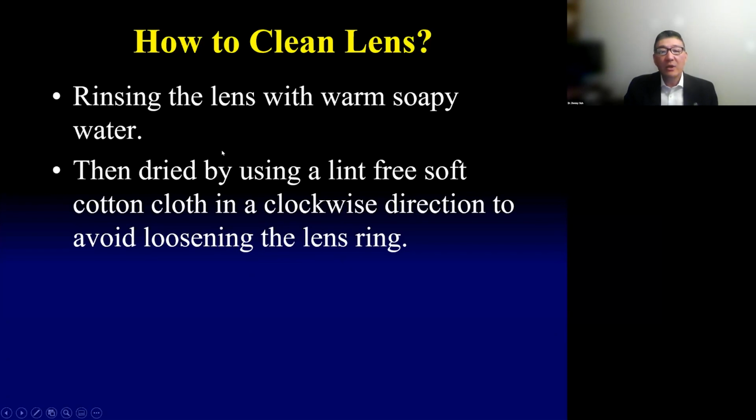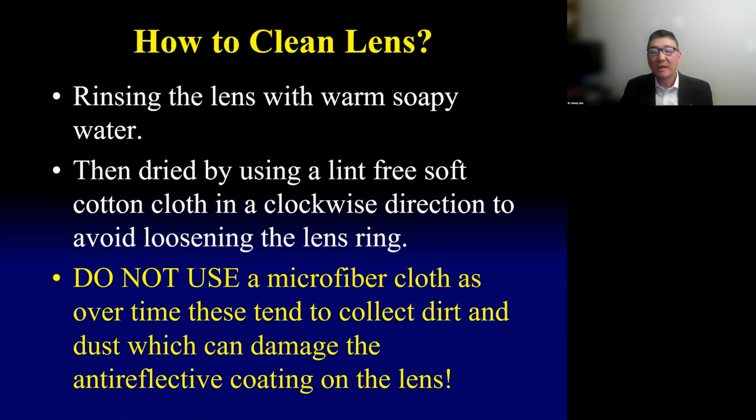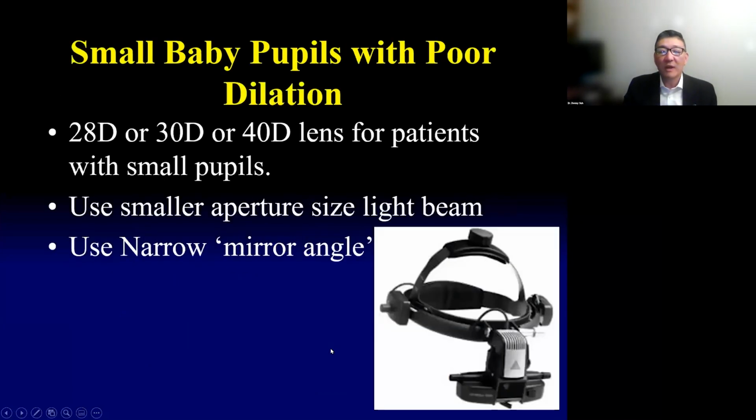And then how do you clean the lens? Clean the lens with warm soapy water, and then dry using a lint-free soft cotton cloth, moving clockwise, so that you don't accidentally loosen the lens ring. It is recommended by these companies that you don't use a microfiber cloth over and over, because over time it can collect dirt and dust, which can damage the coating of the lens.